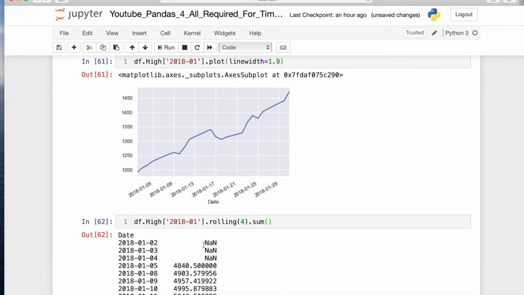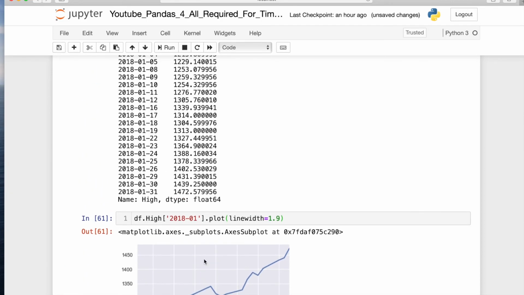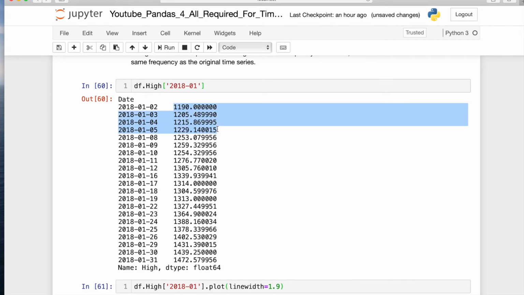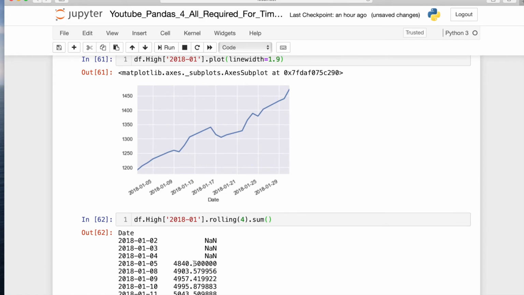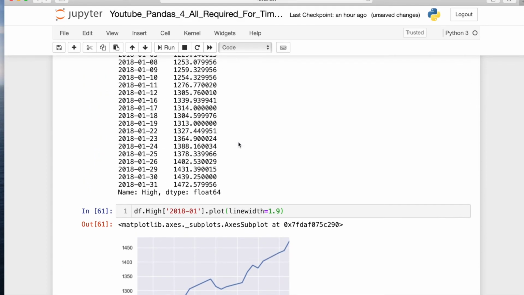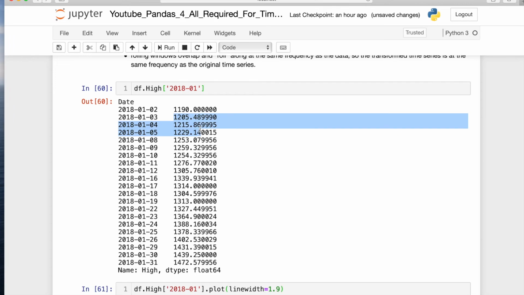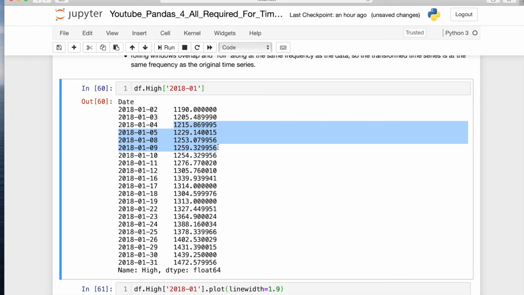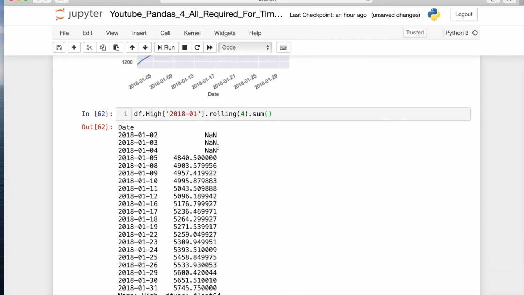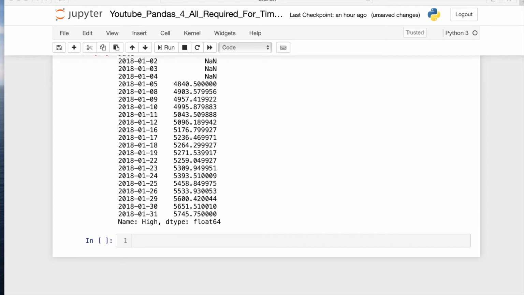So now if you see, it takes the first 3 days data and adds it on the 4th. How did this 4840 come? If you add these 4 data, it is equivalent to this 4840, because I have taken the sum. How did this data come? 4903, the sum of these 4. And how does the next data come? The next data comes from these 4, right? If you see the highlighted things, this is how the window works here, right?